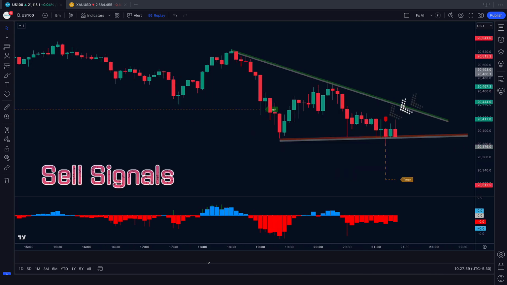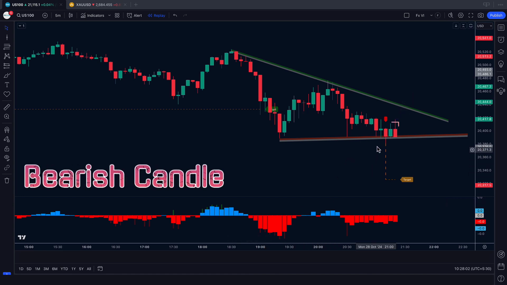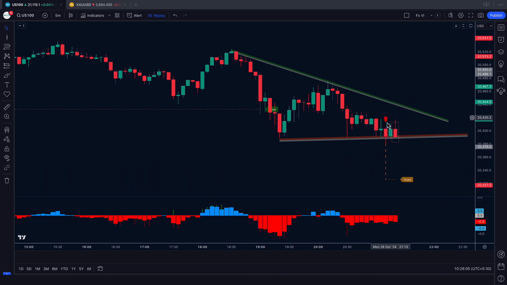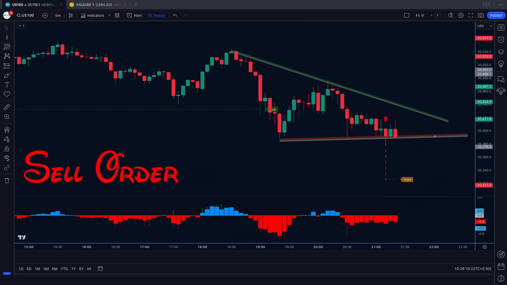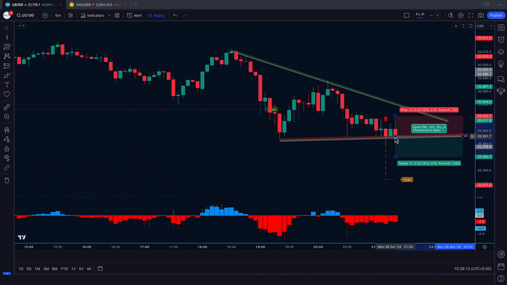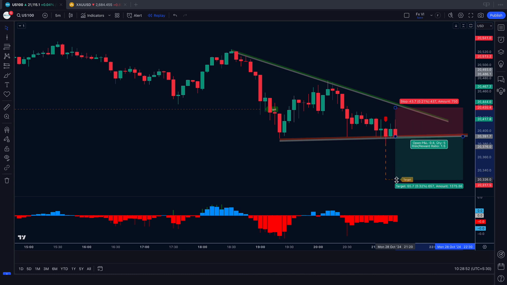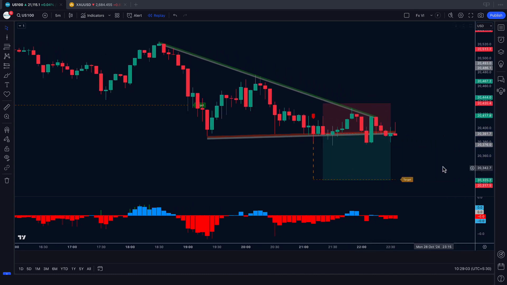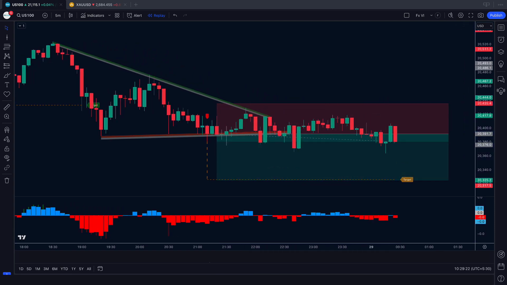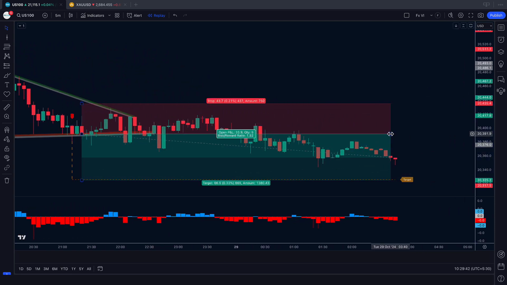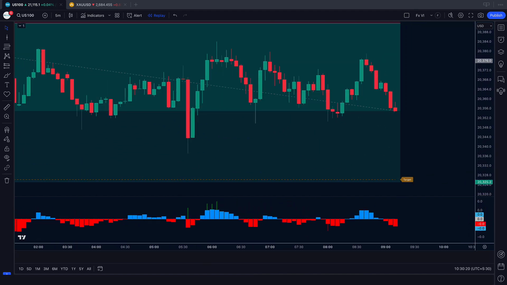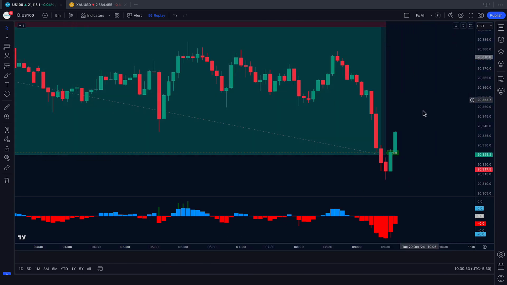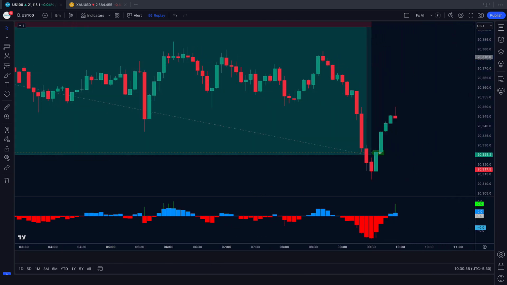The Trendline Breakouts indicator has given us sell signals. The market has made a bearish candle to give confirmation. And the column bars of the TB Trend Oscillator indicator show a bearish histogram. All these conditions are met, so we will place a sell order. Our stop loss will be placed at the current market's higher level. And the risk to reward ratio will be 1 to 1.5. The market has completely hit the target. Now we will find other trades.